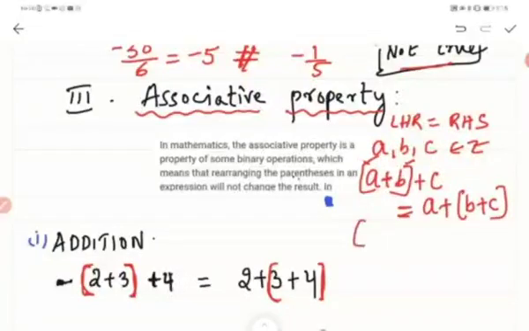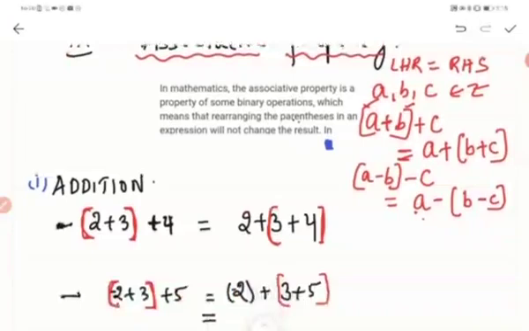Similarly for subtraction we see like this: (A minus B) minus C, if it is equal to, by shifting the parenthesis, A minus (B minus C), and so on. What is associative property? We are just changing the binary operation by rearranging or shifting the parenthesis.